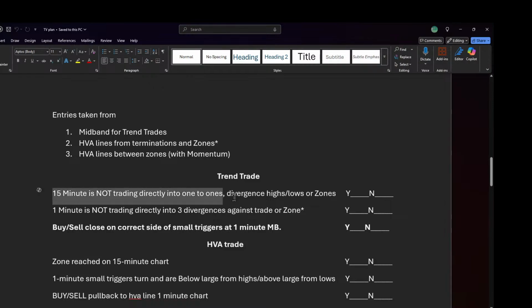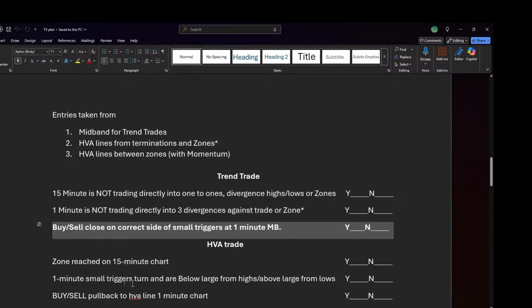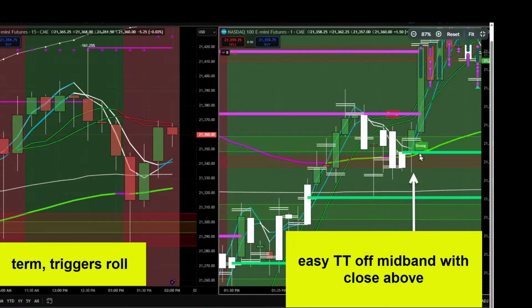If my 15 minute is not trading into something, notice it doesn't mention color or even trigger strength really. And my 1 minute is not trading directly into 3 divergences or against a zone, buy or sell, with a close on the correct side of the triggers. So what it does is it takes the burden of the huge read off of us and just gives us 3 simple things to look for. I'm not trading into a zone. I get a close on the correct side of the triggers at the midband.